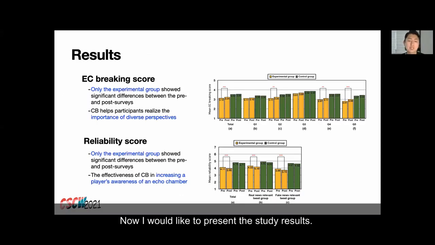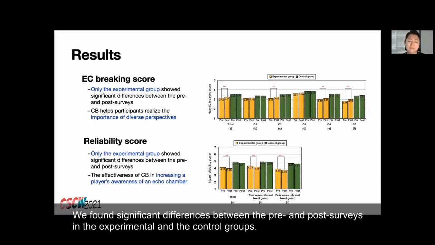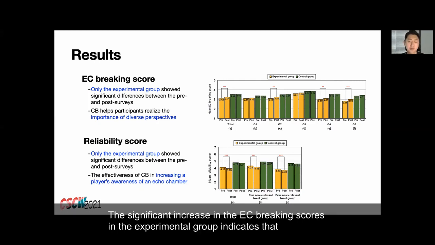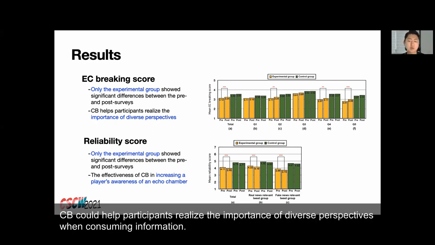Now, I would like to present the study results. We found a significant difference between the pre and post surveys in the experimental group, but not in the control group. In the EC breaking score, only the experimental group showed a significant difference between the pre and post surveys. The significant increase in the EC breaking scores in the experimental group indicates that CB could help participants realize the importance of a diverse perspective when consuming information.